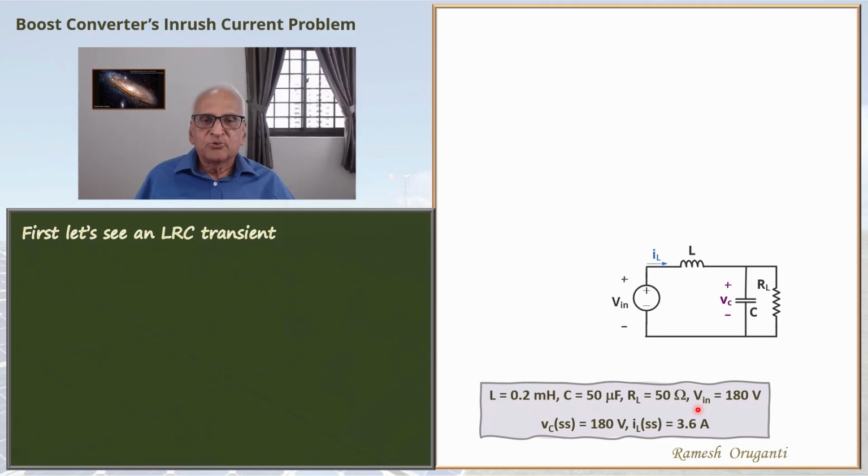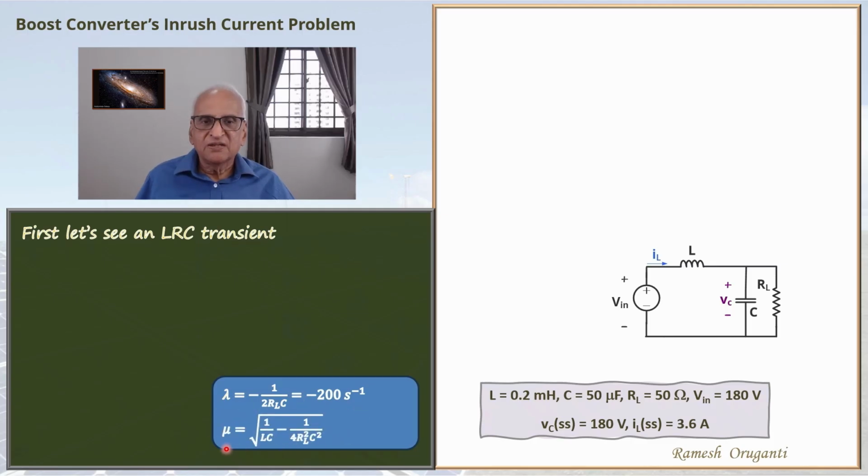Lambda is a negative quantity, and if you calculate lambda substituting RL and C, we will get minus 200 second power minus 1. Mu we can calculate likewise. Mu is the angular frequency in radians per second, that is 9998 radians per second. So mu is almost equal to 1 over root of LC, which is the resonant frequency of an LC tank circuit. The presence of RL changes it slightly.